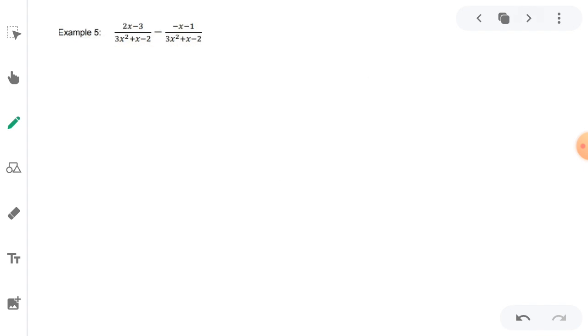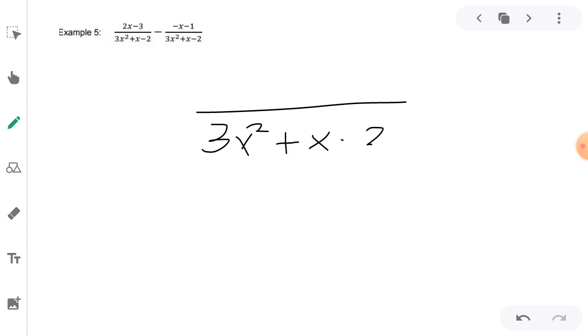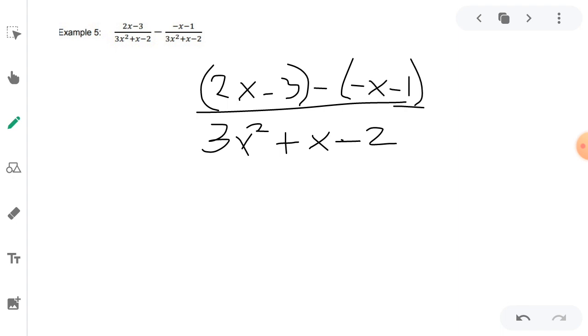So, last example, 2x minus 3 over 3x squared plus x minus 2 minus negative x minus 1 over 3x squared plus x minus 2. So, copy natin ulit si denominator. So, 3x squared plus x minus 2. And then, the numerator is 2x minus 3 minus negative x minus 1.